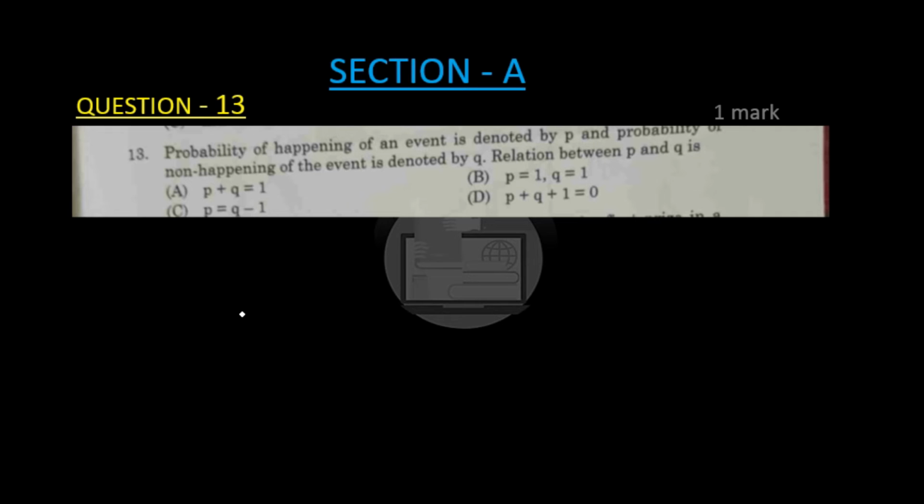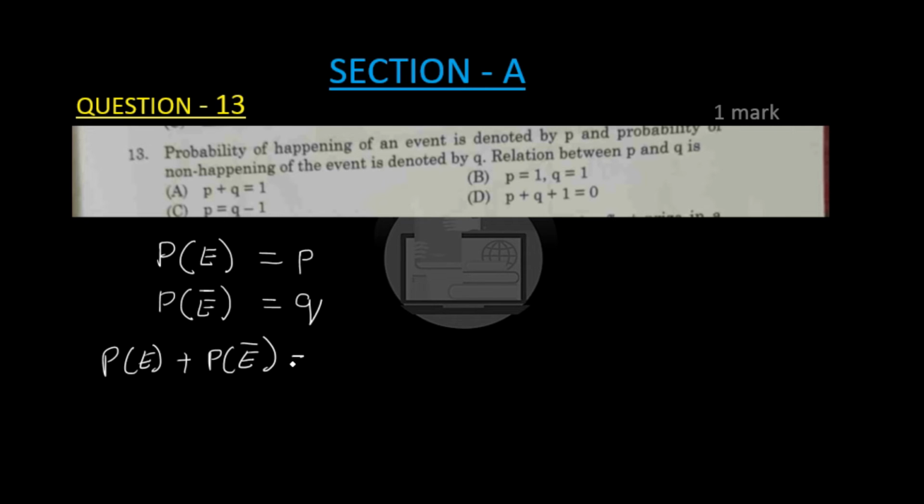Question 13 says, the probability of happening of an event is denoted by P. So probability of an event E, probability that the event E occurs is P, and the probability of non-happening of an event is given by E bar, the complement event, and this is Q. And we know that the sum of the probabilities of an event and its complement is always equal to 1. Am I right? So we will get P plus Q is equal to 1, and hence our choice is choice A. Very simple question. Let's move on to question number 14.